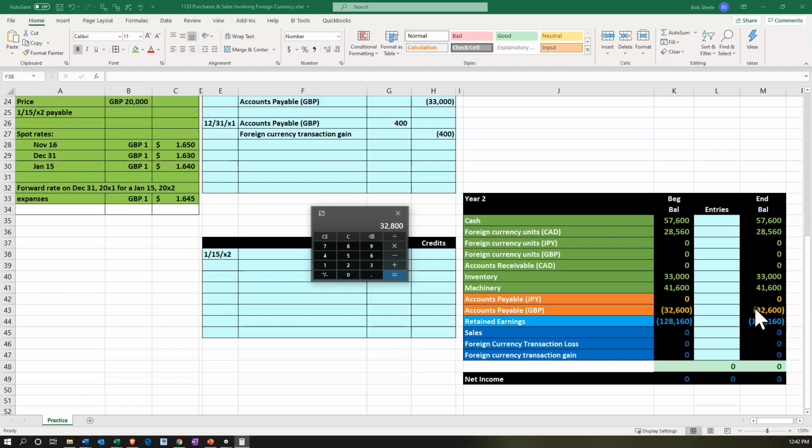And that's going to be a loss. So now we had a loss. Why? Because we're going to be paying in pounds. And it was, last time we checked, at 1.63 for 1 pound. But now for 1 pound, it costs 1.64, which means the pound has gotten stronger relative to the dollar. The dollar has gotten weaker relative to the pound. And since we're paying in pounds, that's going to be worse for us. It's going to be a loss.